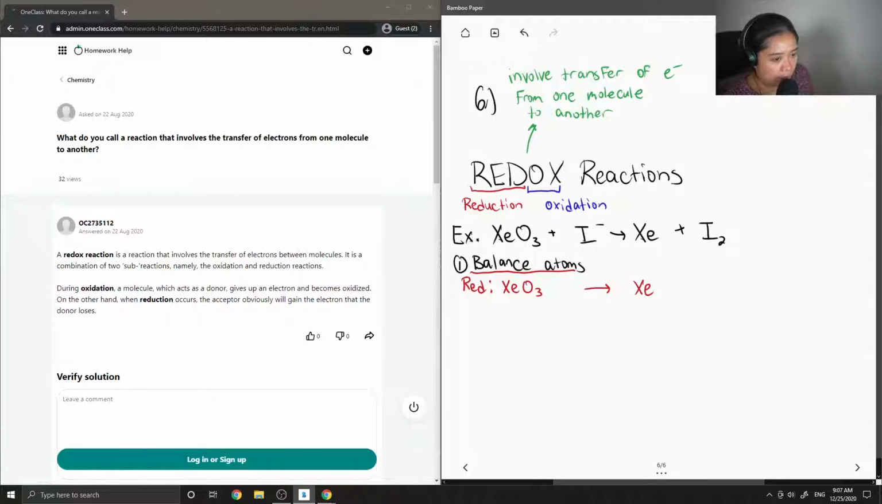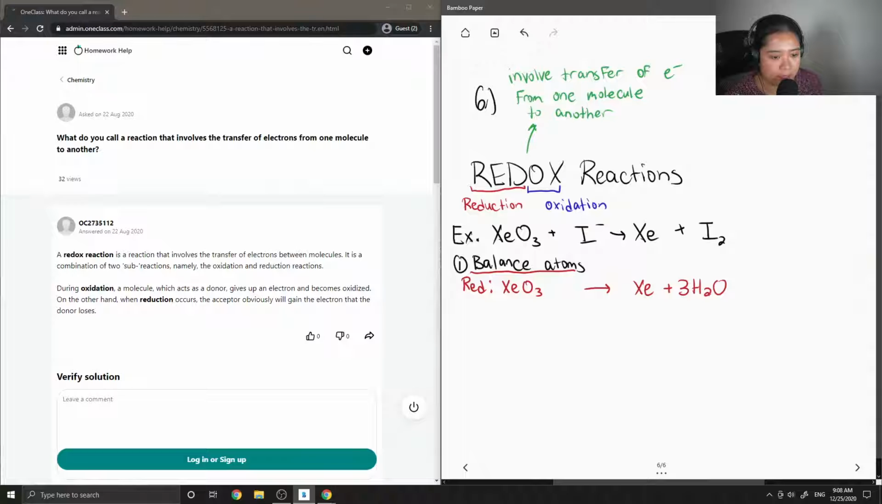And we need to balance the atoms. So assuming that this reaction takes place under acidic conditions, when we need to add oxygen, we would add molecules of water. And when we need to add hydrogen, then we just need to add some protons. So here our reactant side has 3 oxygens and our product side has none. So to add oxygens, I'm going to add 3 waters to my product side.